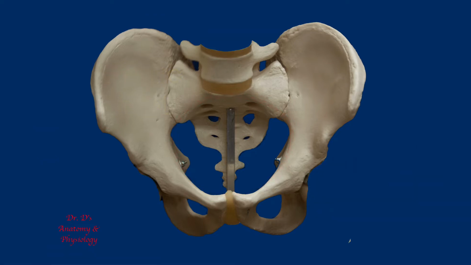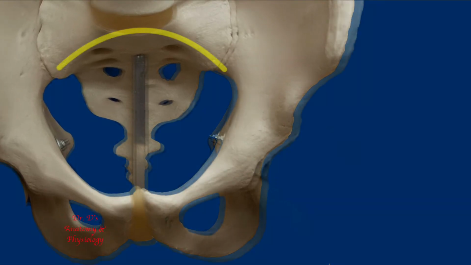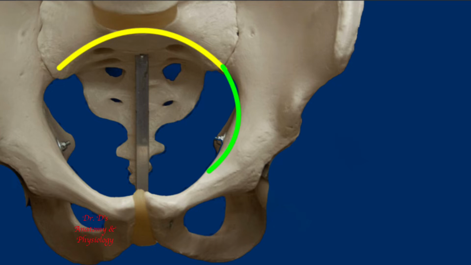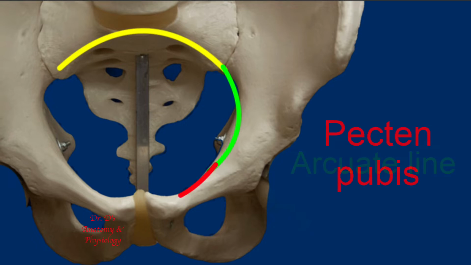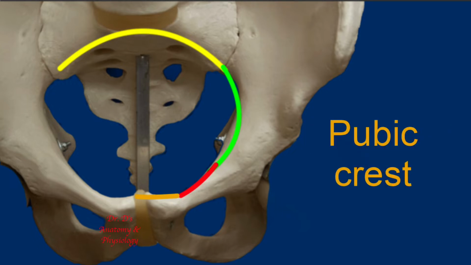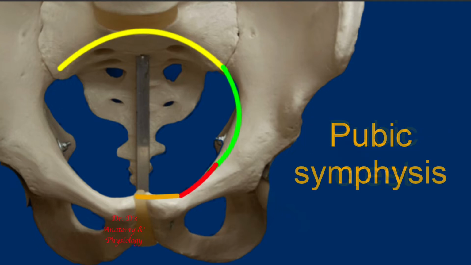Before we consider what it contains, let's look at what boundaries form the brim. Posteriorly, the sacral promontory and the anterior margins of the sacral ala contribute to the rim. Then on either side, the brim continues along the arcuate line, which then connects with the pecten pubis, which is Latin for comb of the pubis. And this is also called the pectineal line, which then joins the crest of the pubis and finally meets the brim from the other side on the superior border of the pubic symphysis. I will be going over all these landmarks in greater detail in another video.